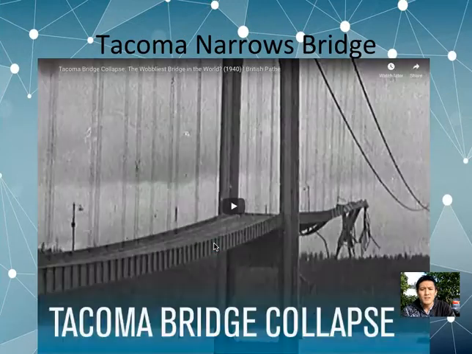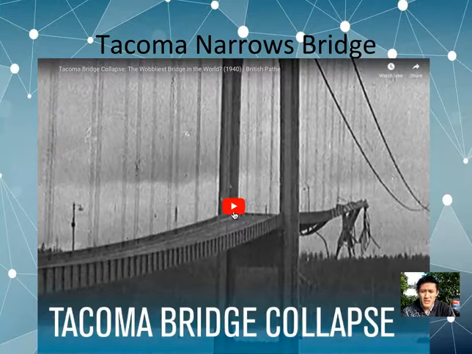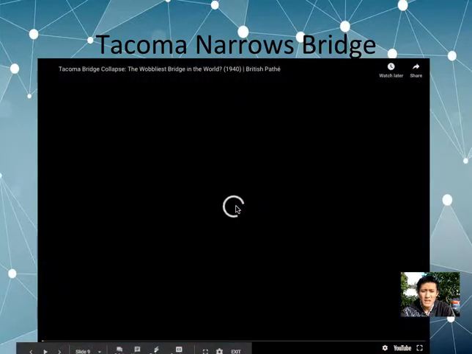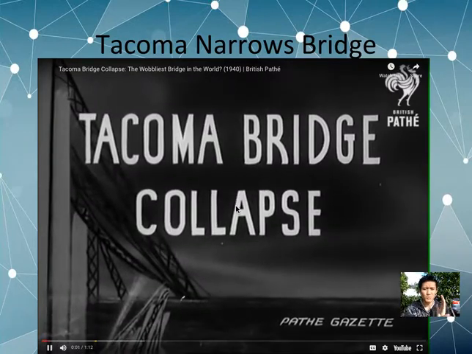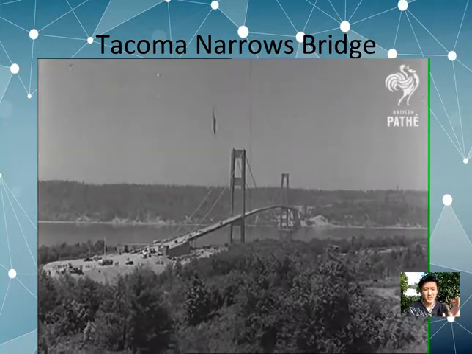You might have seen this before in AP Chem, the Tacoma Narrows Bridge. This bridge was built in such a way that because of the wind, it started resonating and swinging the bridge.